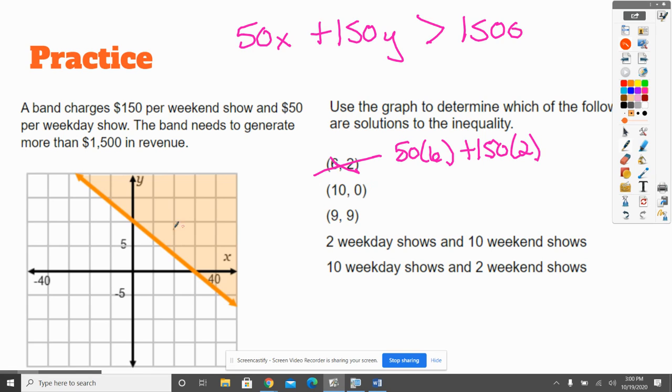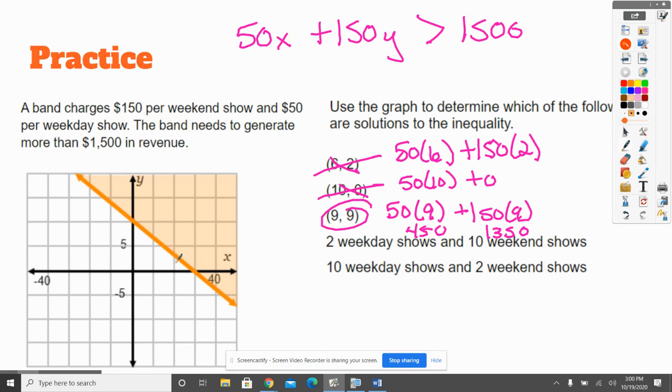Is 10, 0 enough money? 10, 0 is not going to be enough money. That would be 50 times 10 plus 0, not enough. 9, 9 would be 50 times 9 plus 150 times 9. Is that enough money? Well, 150 times 9 is 1350. 50 times 9 is 450. That will be enough money. 9, 9 would be in the region. We're going by 8, so it'd be right about here, and that is in the region.